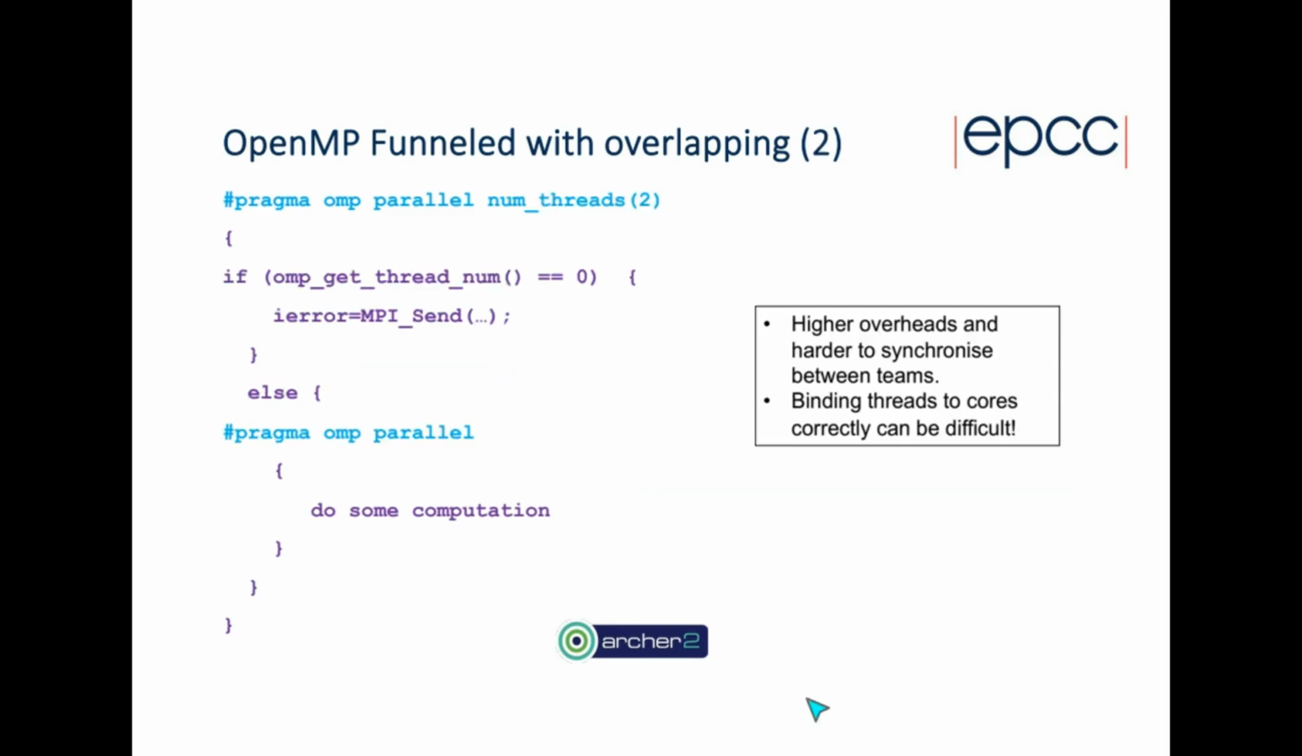The other option is to use nested parallelism. The other way of doing this is to have an outer parallel region with 2 threads. One of those threads does the MPI, and then in the else branch you spawn a new parallel region with one fewer thread. So you have 2 threads here, which creates 1 extra thread, and then this creates n-1 extra threads, where n is the total number of threads that you want executing.